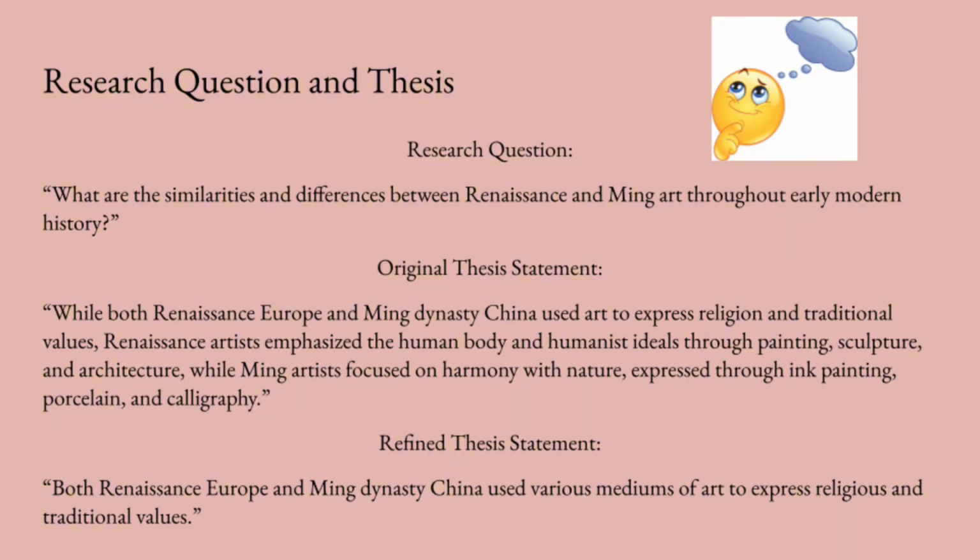So my original thesis was, while both Renaissance Europe and Ming Dynasty China used art to express religion and traditional values, Renaissance artists emphasized the human body and humanist ideals through painting, sculpture, and architecture, while Ming artists focused on harmony with nature, expressed through ink painting, porcelain, and calligraphy.